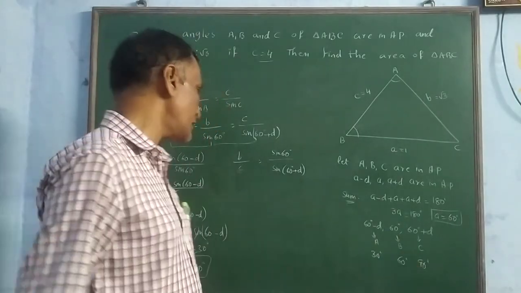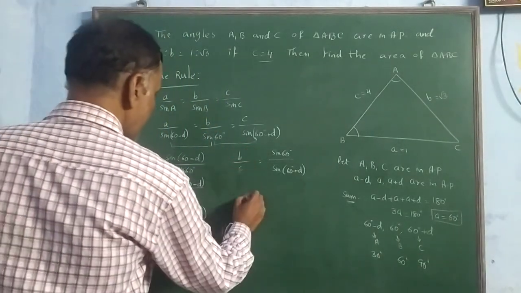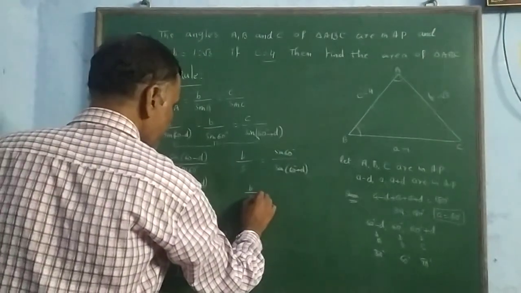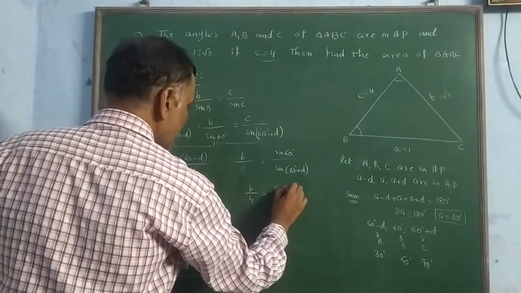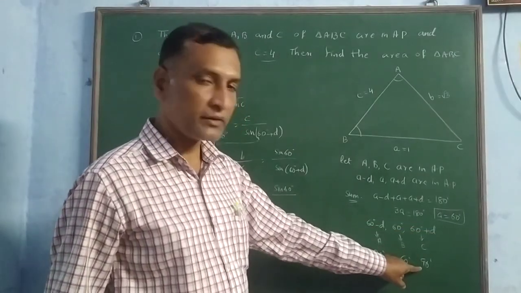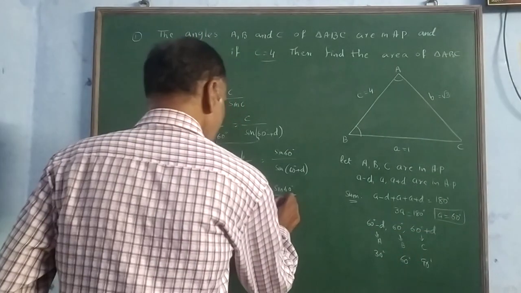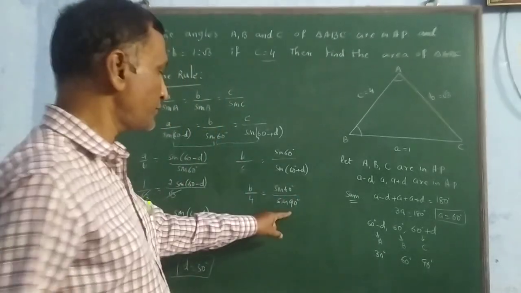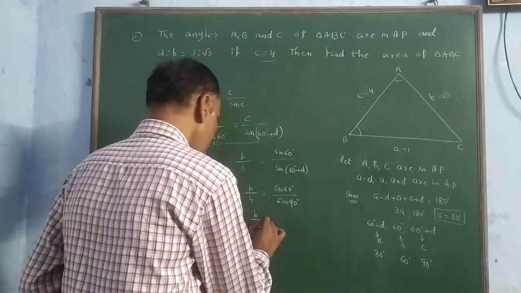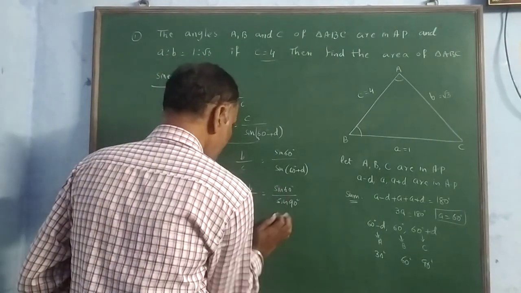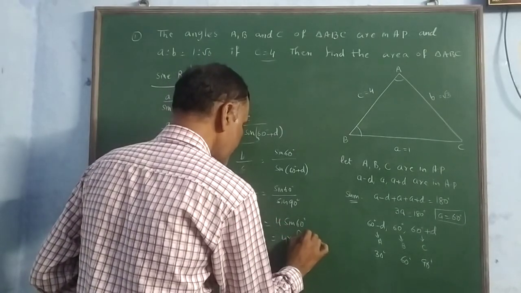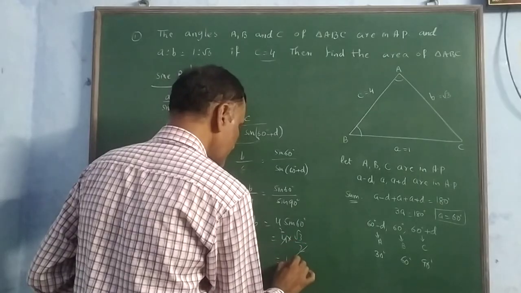So 30, 60, 90. We can apply it in this one, b by c. Here c side is 4. Sin 60 by sin of 60 plus D, D is 30, so sin 90. Sin 90 value, how much? 1, in the denominator 1. Sin 60 degrees value is root 3 by 2. So b by 4, b equal to 4 into sin 60, so 4 into root 3 by 2. Then cancellation, 2 root 3.